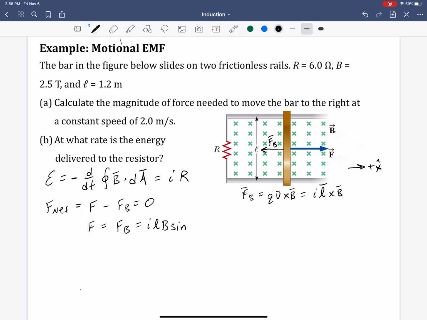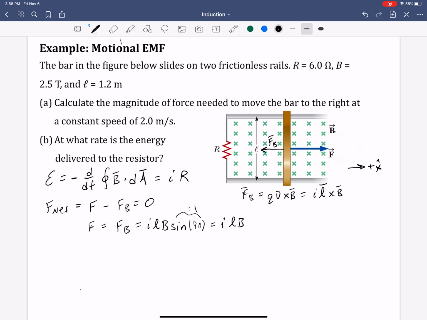And what's the angle between L and B in this case? Well, L, we can say these charges are going up or down, right? Up or down. And the magnetic field is going into the page, okay? So that means that direction or that angle in between is 90, and the sine of 90 is 1. Okay, so now we have simply ILB. And we need a way to find the current now, because we don't have that specified. L and B are specified, but we need current.